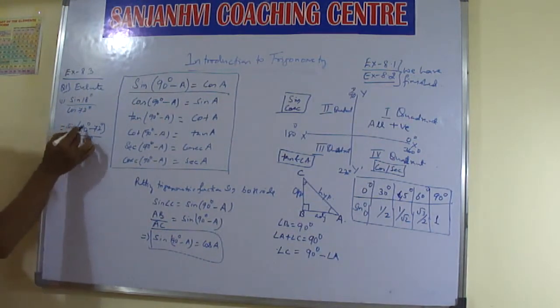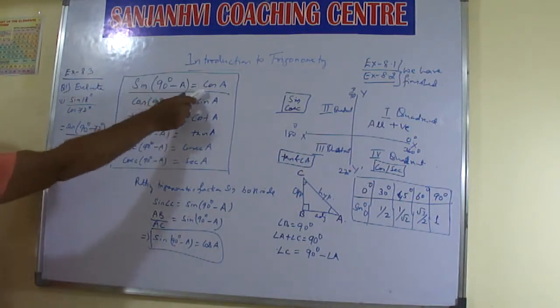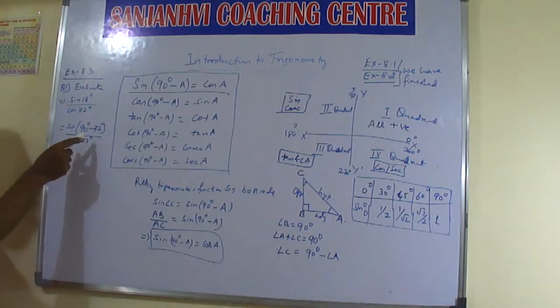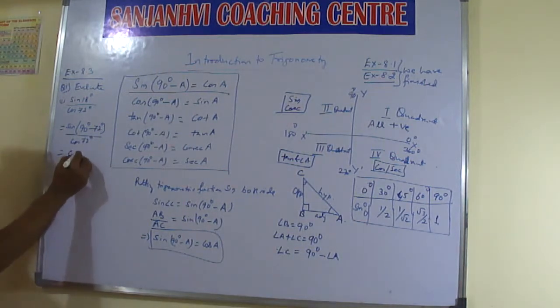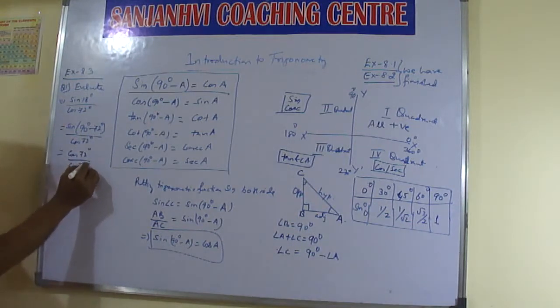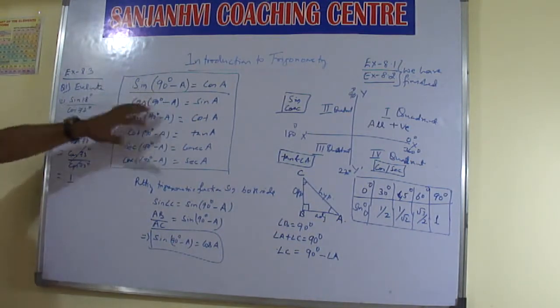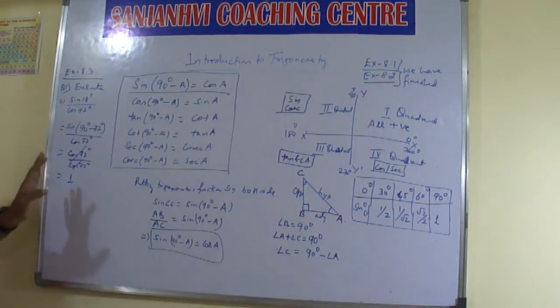Now sine 90 minus A is equal to what? Cos A. So here it will become cos 72 degree, this is A in the present case. So cos 72 degree divided by cos 72 degree. Both will get cancelled, and it will be 1. Understood? So you have understood how nicely this is utilized. Okay, one more question we will be doing.